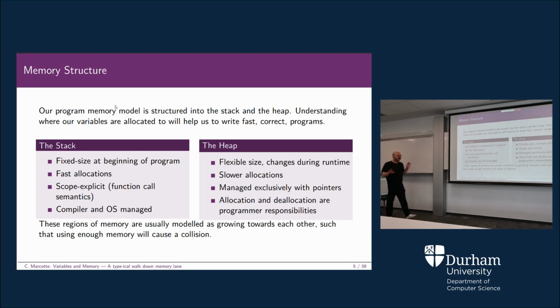These two regions of memory are usually modeled as growing towards each other, right? Because one's at the beginning of the program. The heap is typically thought of as at the end of the program because it changes size. And if you use enough of both, they might collide and you'll get some sort of undefined behavior. In practice, that's not really true.